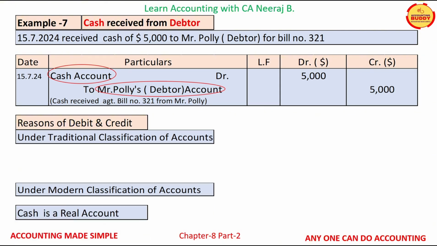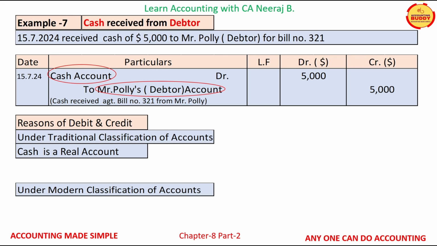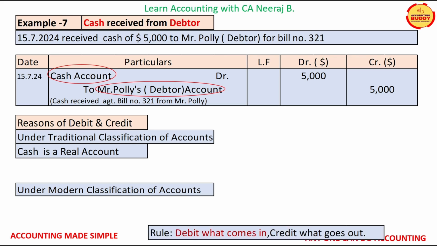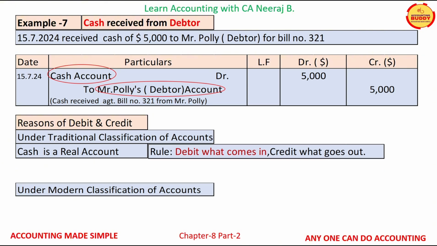classification of account. Cash is a real account under traditional classification of accounts. The rule for real account is debit what comes in and credit what goes out.